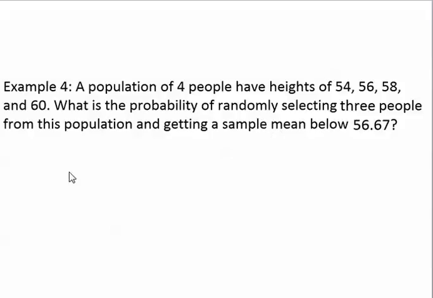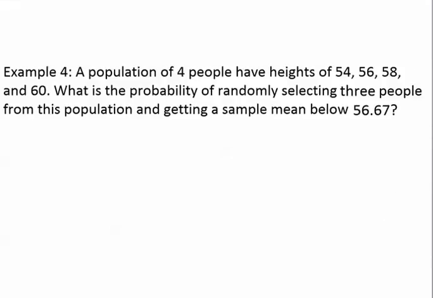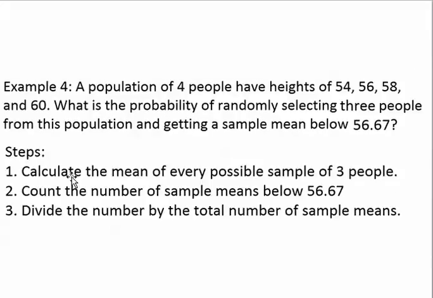So we're going to follow the same 3 steps to get the answer, but step 1 is going to be different because now we're selecting a sample of 3 people, which means that in step 1, we need to calculate the means of all possible samples of 3 people. So we're going to follow these steps to get the answer. We're going to calculate the mean of each possible sample of 3 people. We're going to calculate the number of sample means below 56.67, because that's what the question is asking for. And then we're going to divide the answer from step 2 by the total number of sample means.